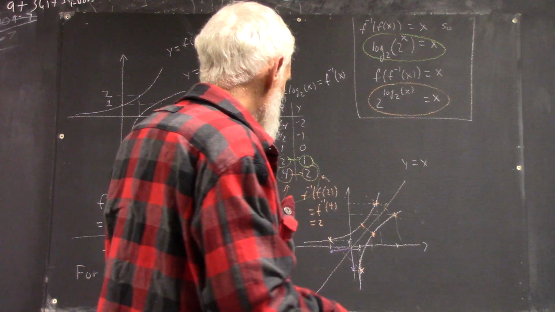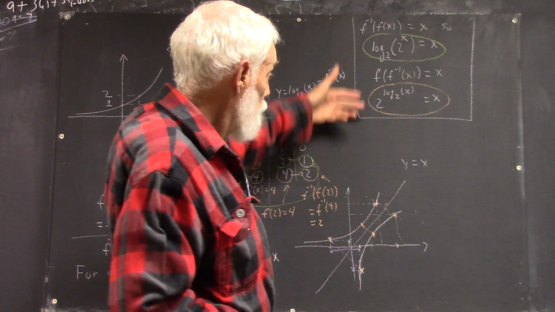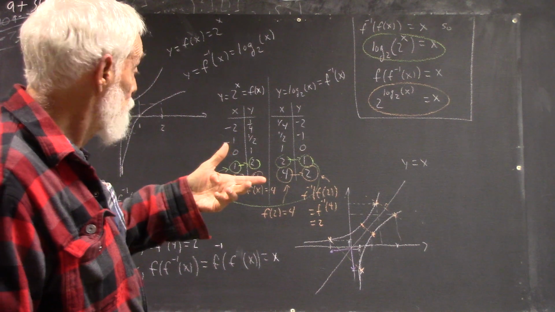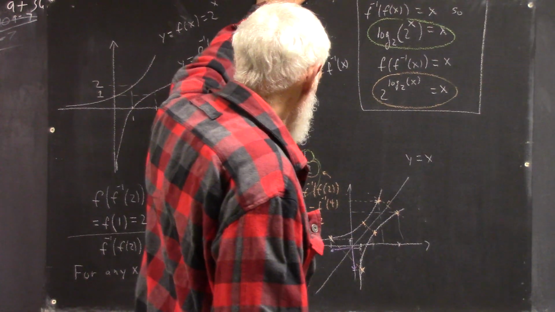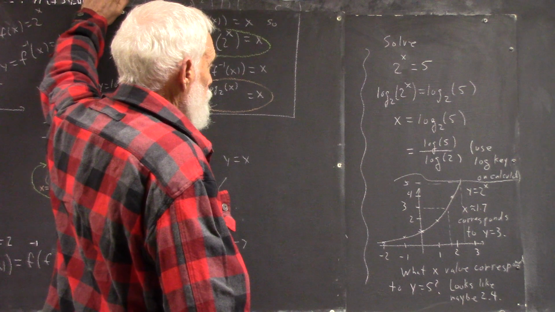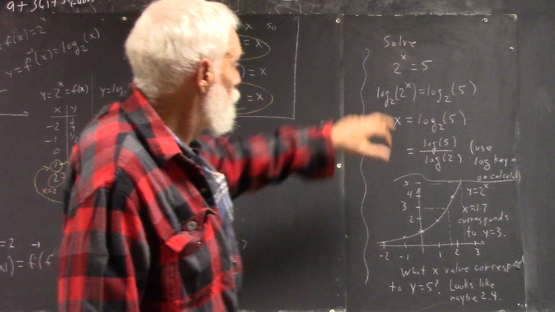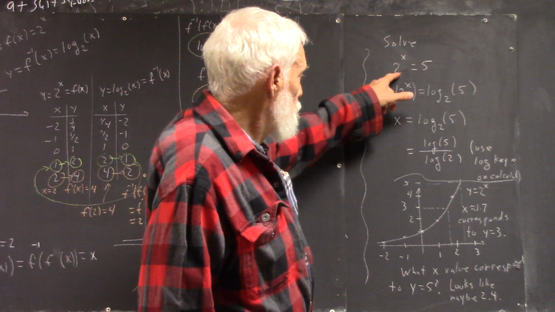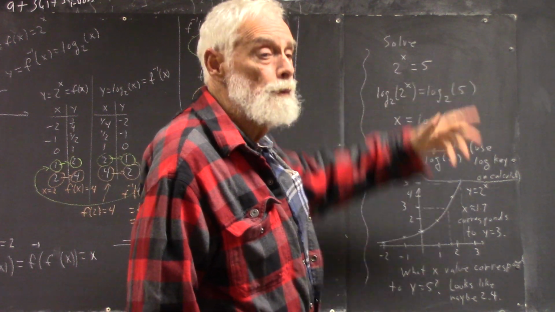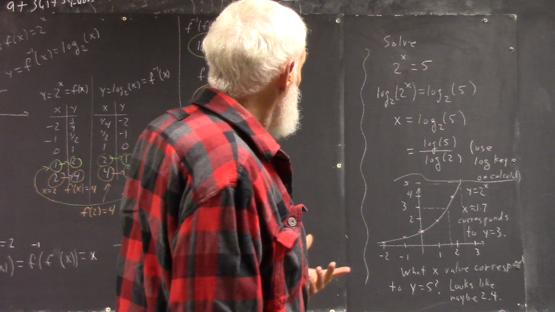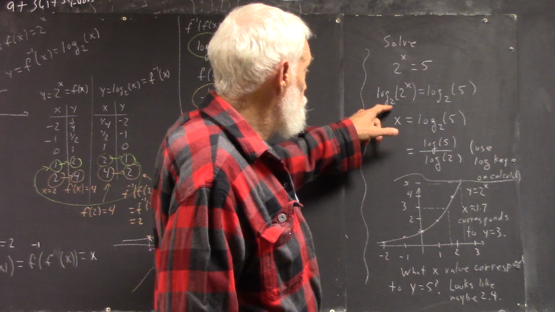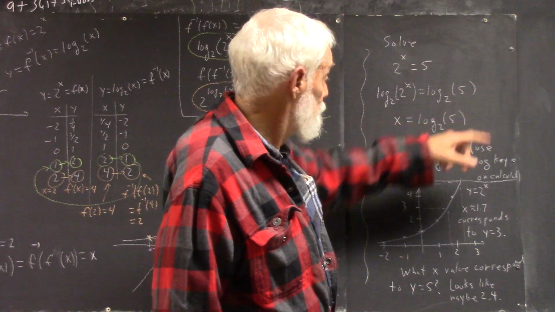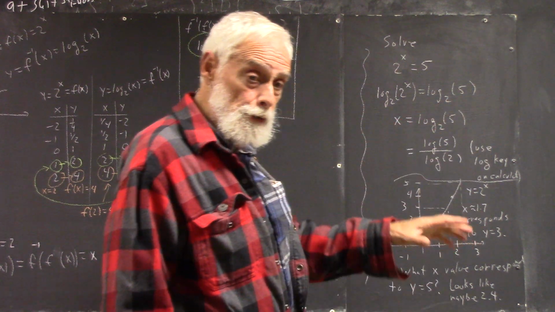And these facts are keystone facts for solving what we call logarithmic equations and exponential equations. Here we have an exponential equation: 2 to the x equals 5. Well, how do we solve this equation? We solve it with the inverse function. 2 to the x equals 5, so log base 2 of 2 to the x will equal log base 2 of 5. We just apply the log base 2 to both sides.